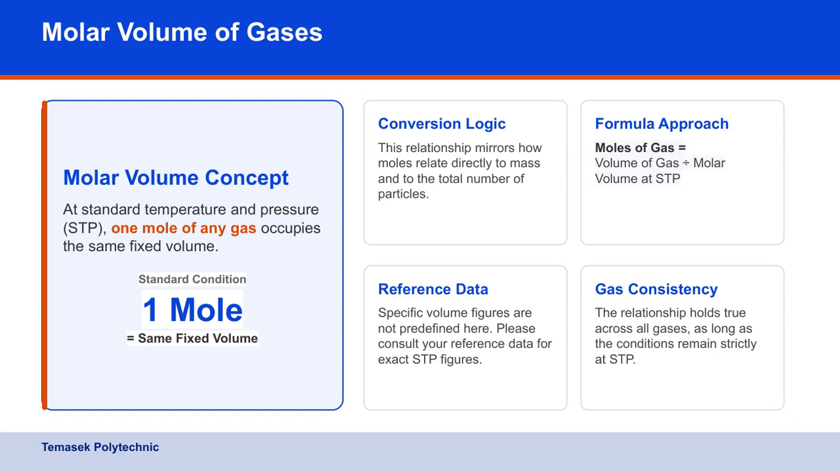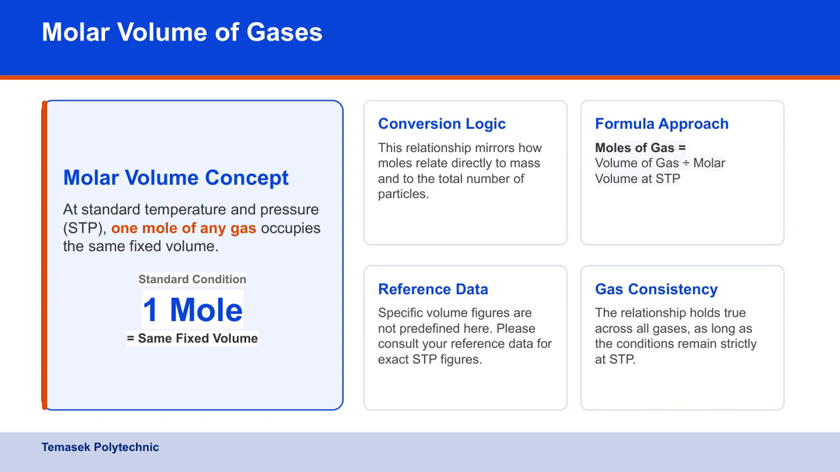Now, here is a concept that makes working with gases surprisingly straightforward. At standard temperature and pressure, 1 mole of any gas, whether it is hydrogen, oxygen, carbon dioxide, or nitrogen, occupies exactly the same fixed volume. This is the molar volume concept, and it is a powerful tool in stoichiometry.